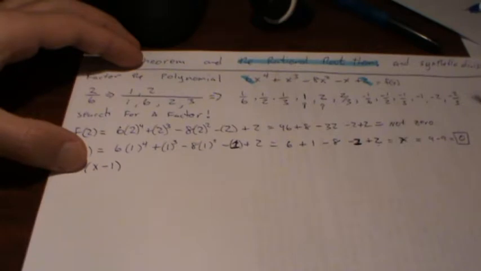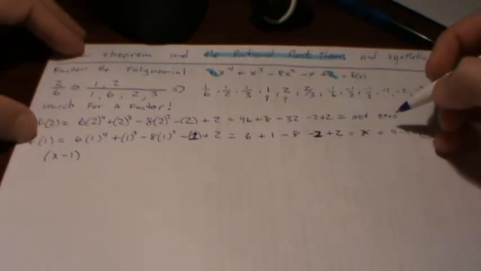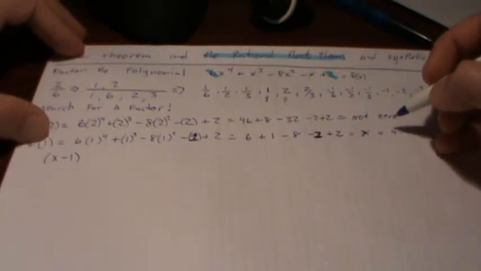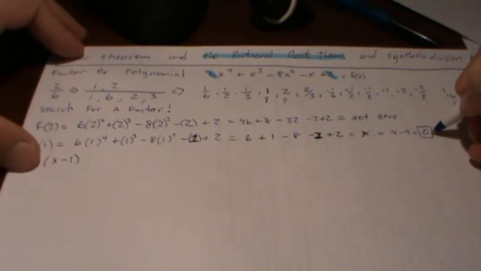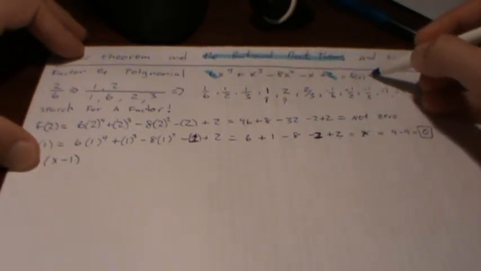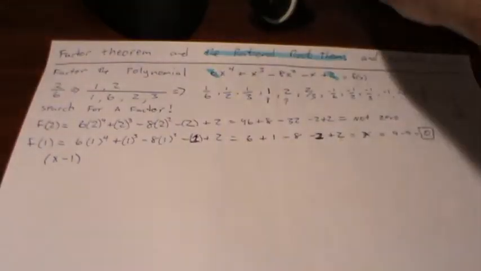Okay, so since x minus 1 is a factor, why? Because the factor theorem says that if I evaluate the function at 1 and I get a 0 as the result, then x minus 1 is a factor of the polynomial. That is the factor theorem. All right, so we just succeeded using the factor theorem.